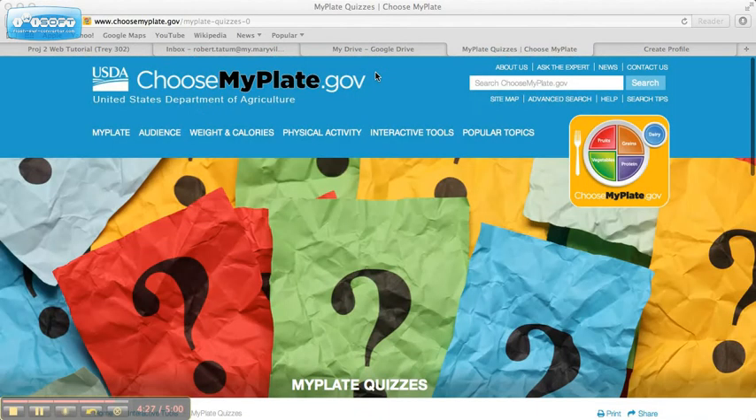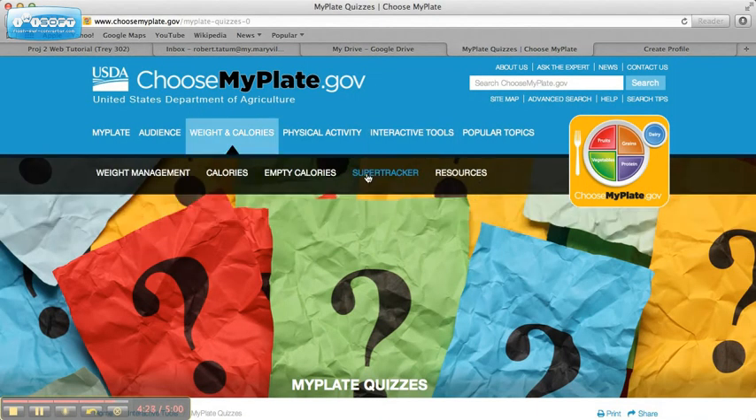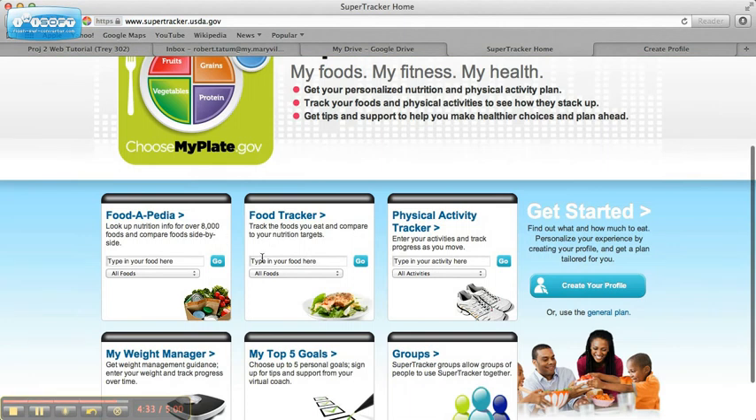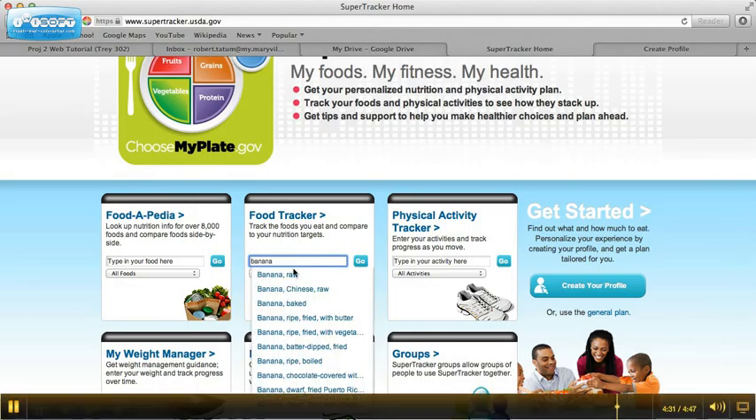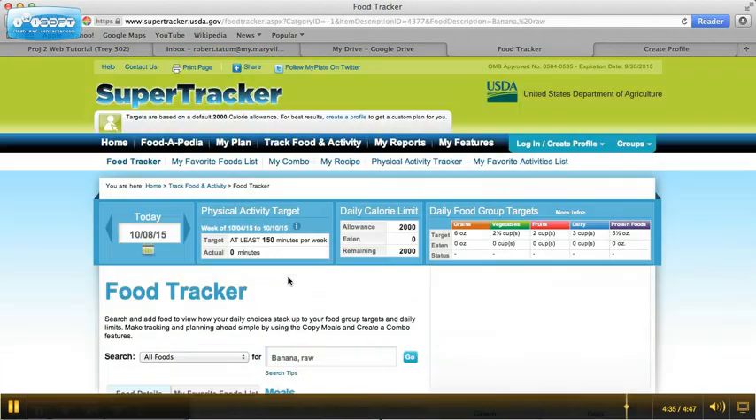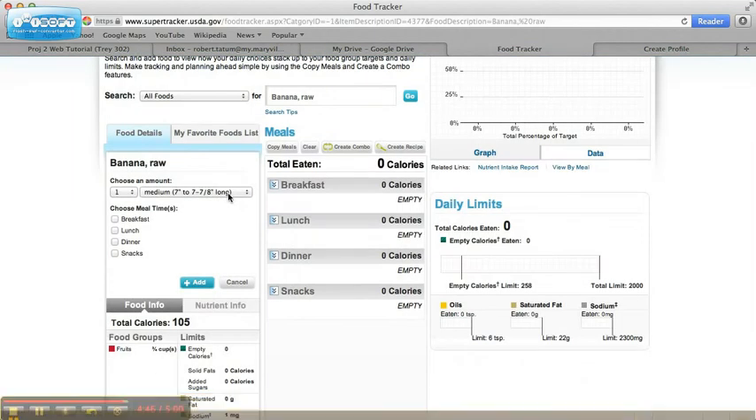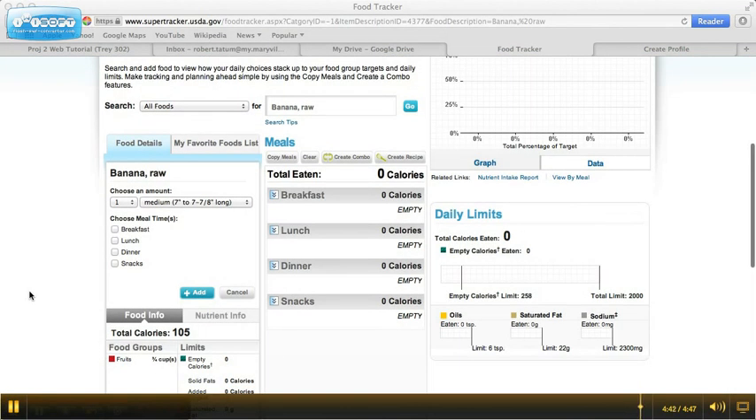On MyPlate is the Super Tracker, in which you can find out exactly how many calories you've consumed and burned in a day. You can type in almost any food, such as a banana here, and several different types of bananas will come up. If we click on just a raw banana, then it will come up with the exact calories that are consumed if you eat a banana of a certain length, as well as any type of physical activity.